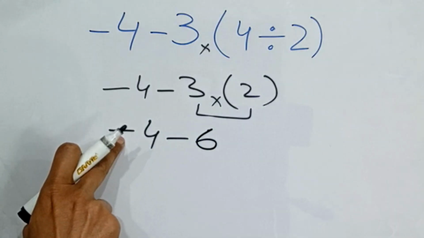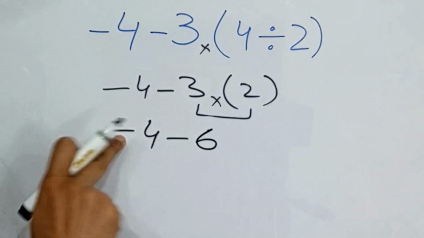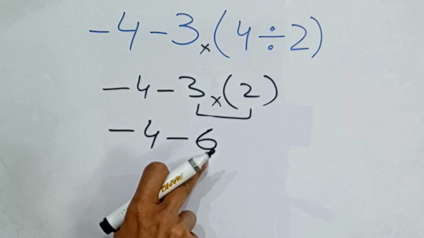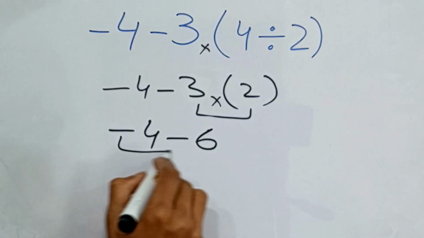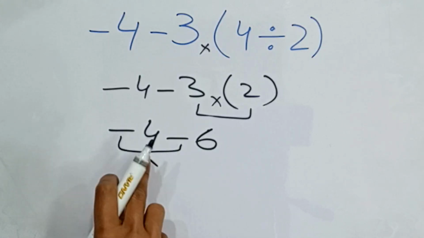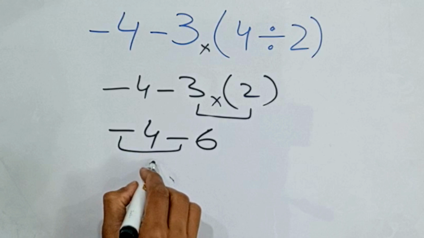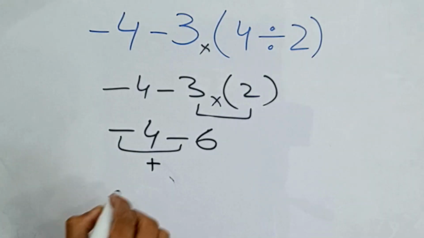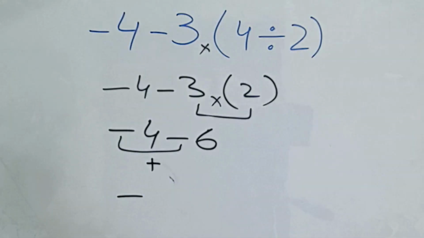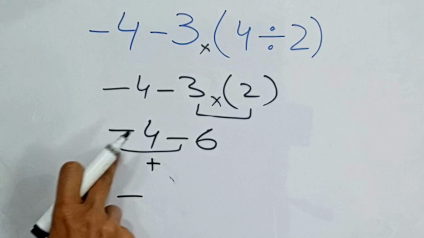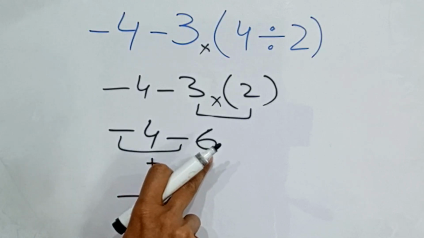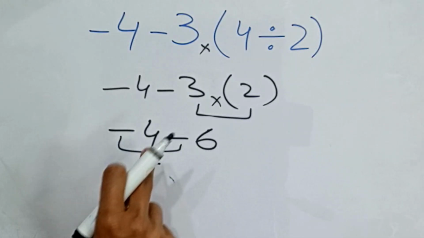Now look at this. Minus 4 and minus 6. Minus and minus plus, right? Sorry, minus and minus plus, but minus sign, right? So minus 4 minus 6, minus minus plus, so 10.